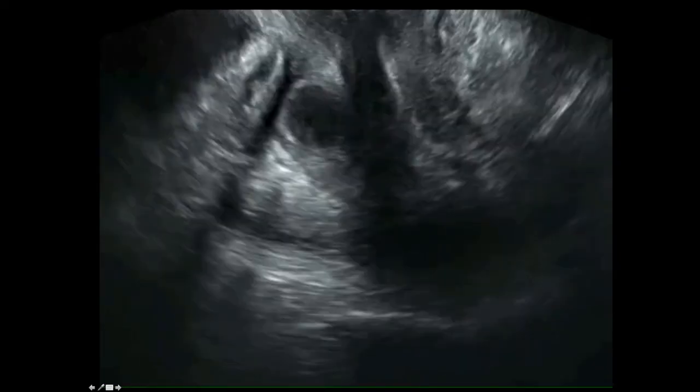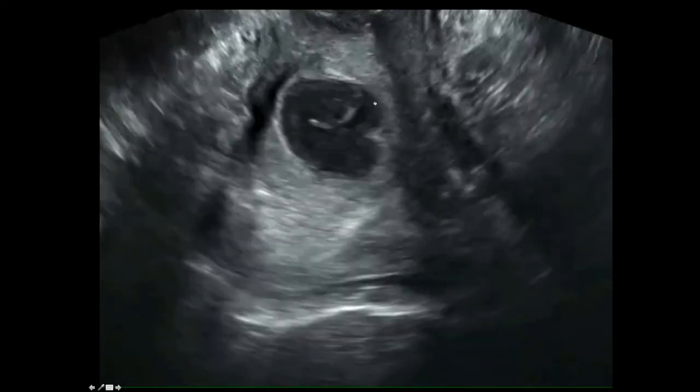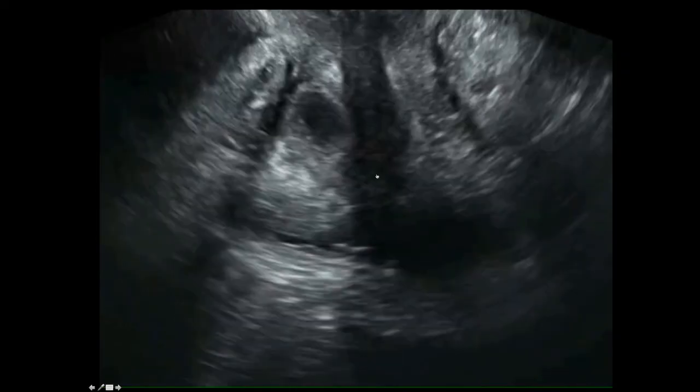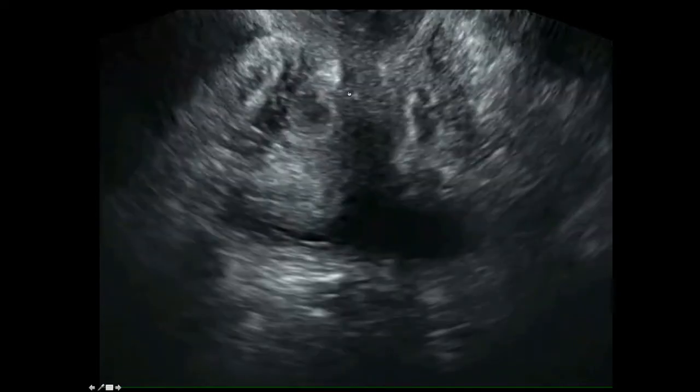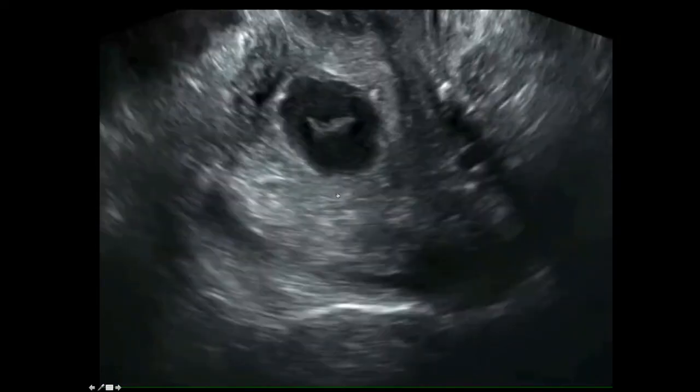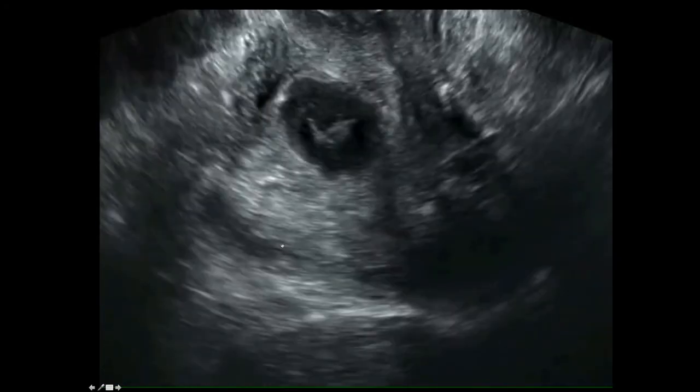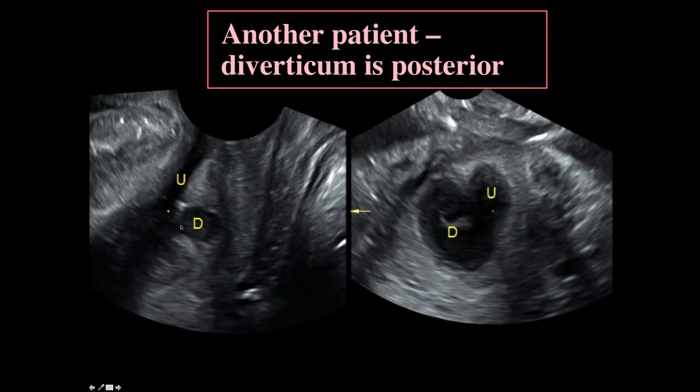As we scan through the urethra, there's the urethra here. Now we're going transverse. You can see the diverticulum off to the side here in this particular case. Now, this is another patient. Now this one, the diverticulum is coming off the back. So here's the urethra, and there's the diverticulum. Here's the urethra, there's the diverticulum.